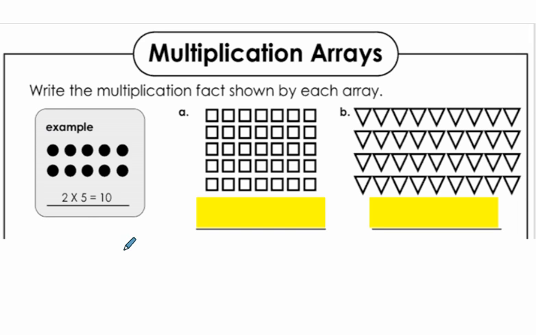All right, then you've got some arrays like this. Again, arrays are when there's even rows and columns, and they want you to write the multiplication fact shown by each array. So you're going to click in here. I can't do it with this program, but you're going to click in here and type out the array. So you're going to look, for example, at the first one. You're going to count how many rows. 1, 2, 3, 4, 5. So 5 rows times how many are in each row. 1, 2, 3, 4, 5, 6, 7.